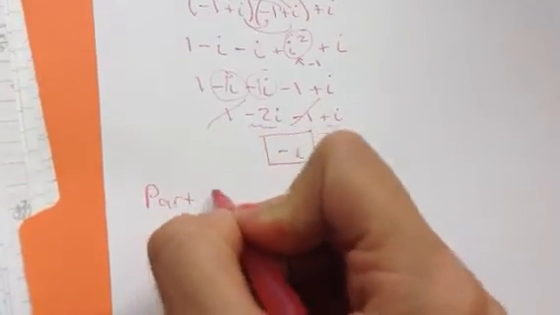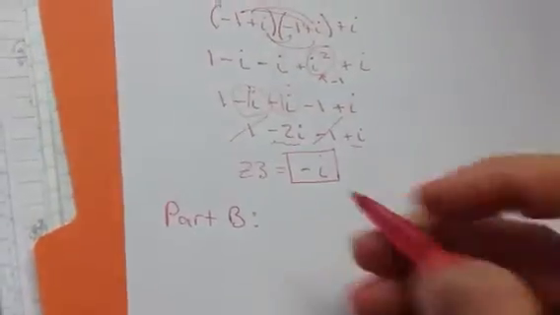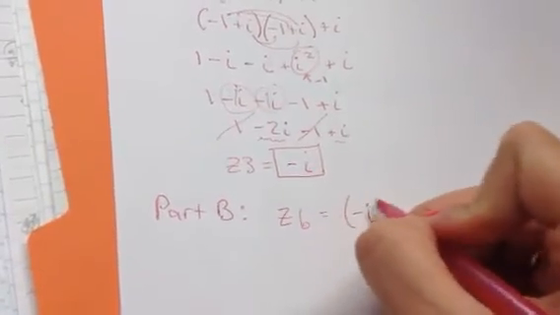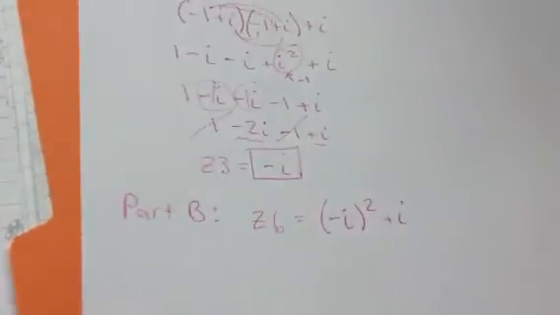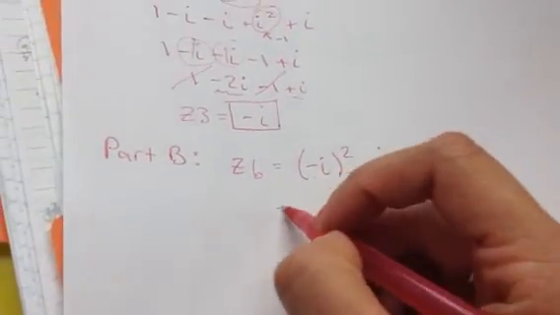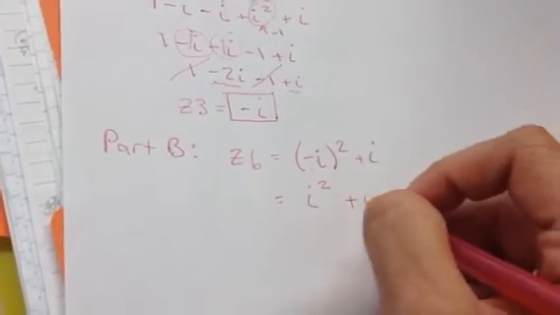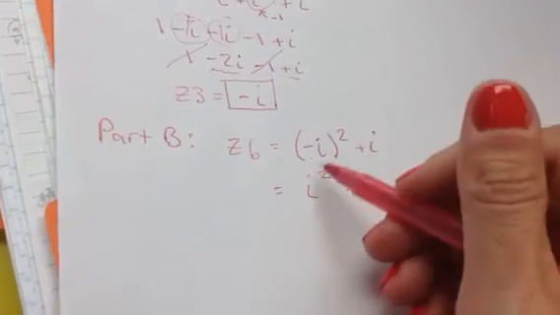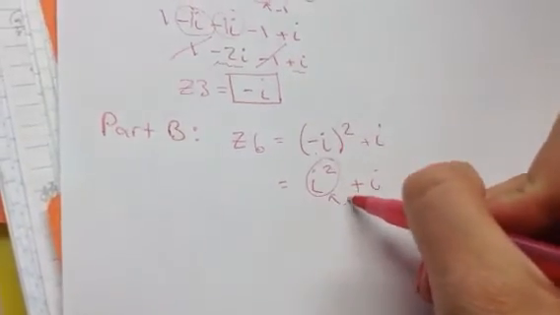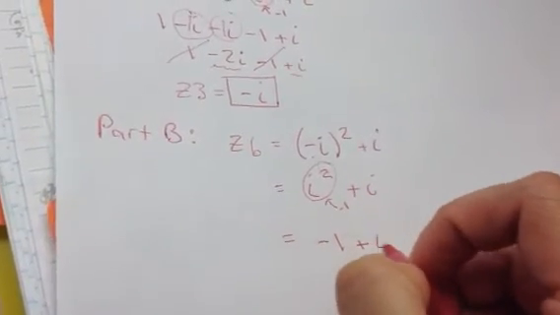And that was z3 equal to -i. Part B, z6 is equal to (-i) squared plus i. So we're trying to reduce this. -i times -i gives me +i squared. i squared is equal to -1. So this turns into -1 plus i.